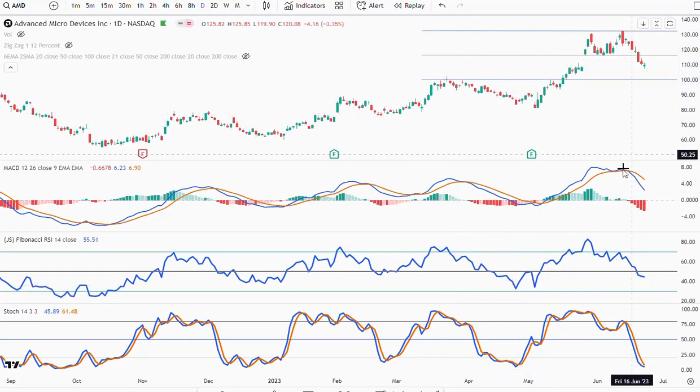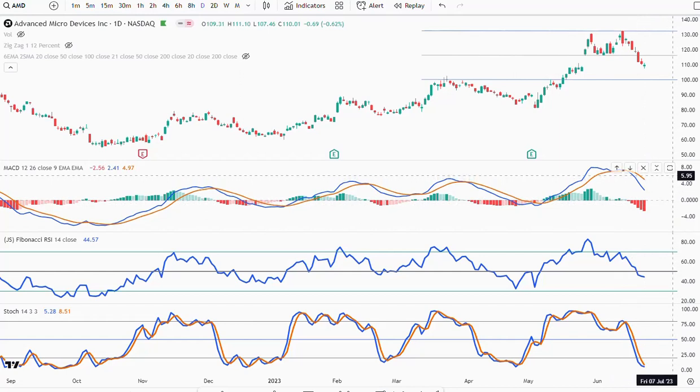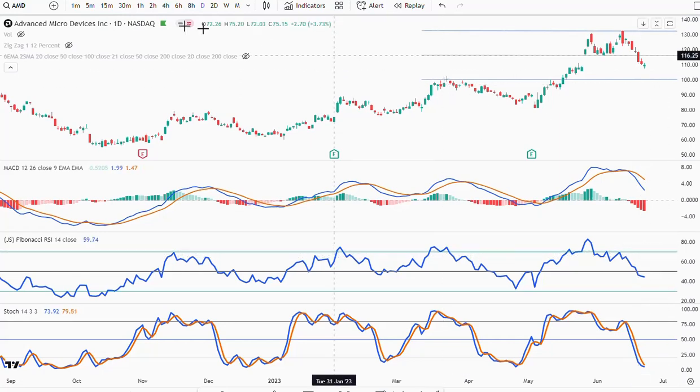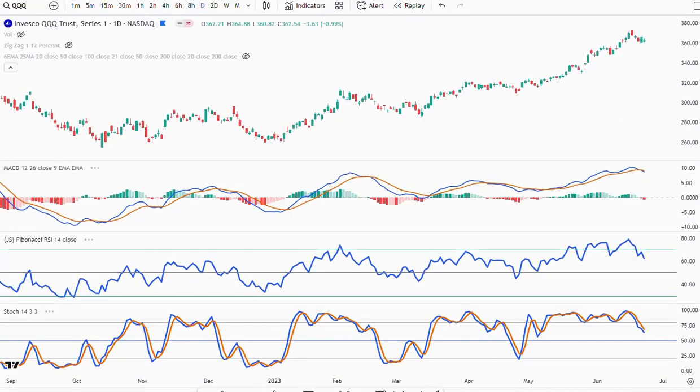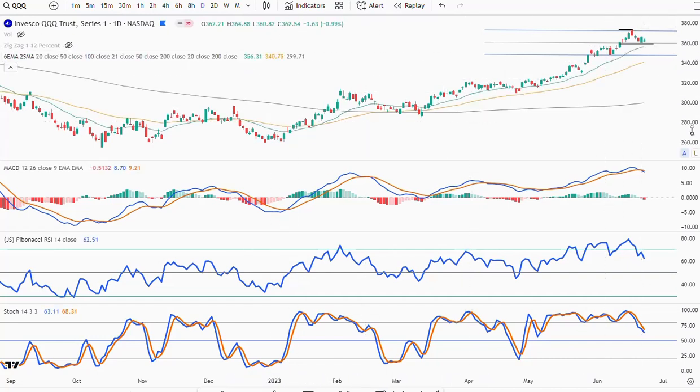But I would say that so far, this one looks to be the weakest, both in terms of price action as well as the momentum indicators. Now let's have a look at QQQ. In QQQ, what we see is that it has traded between these two levels. And right now it closed just above the daily 20 EMA. It hasn't touched the daily 20 EMA for a while. The last time was right here. So it could very well test the 20 EMA.